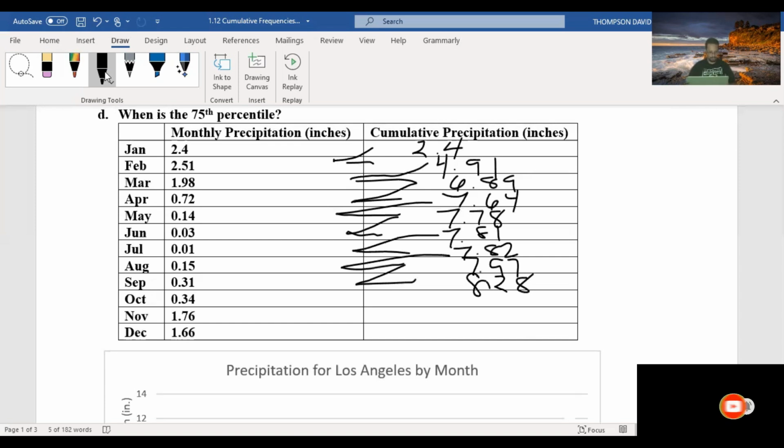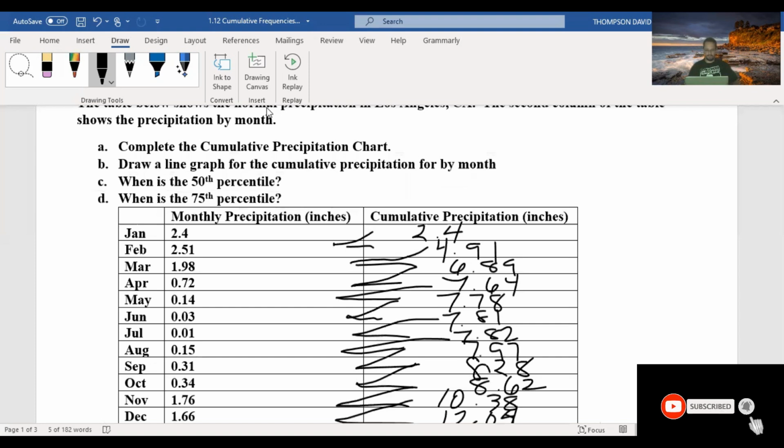We're adding the 0.34. Give me a total of 8.62. Then we're adding the 1.76. Give me a total of 10.38. And then we add in our 1.66. Give me a total of 12.04. So we've handled part A when it asked us to fill in the chart. Next, we're going to do a bar graph.